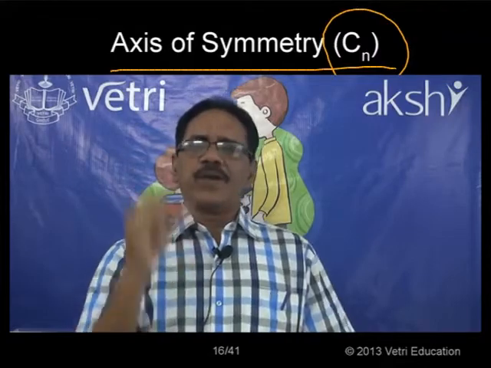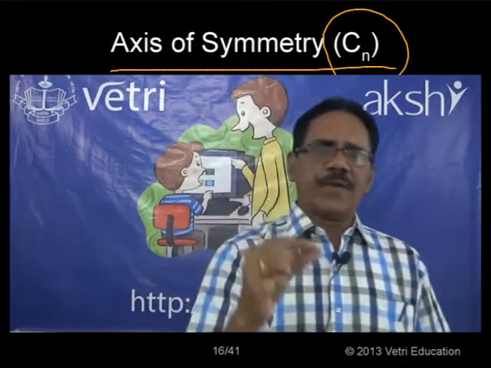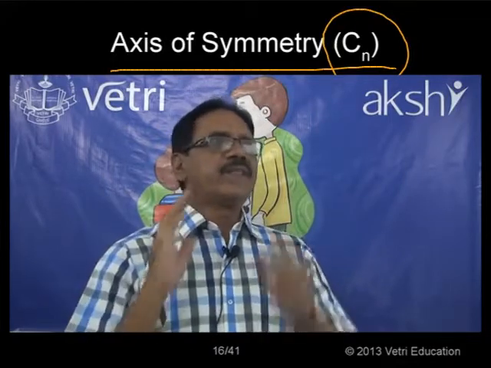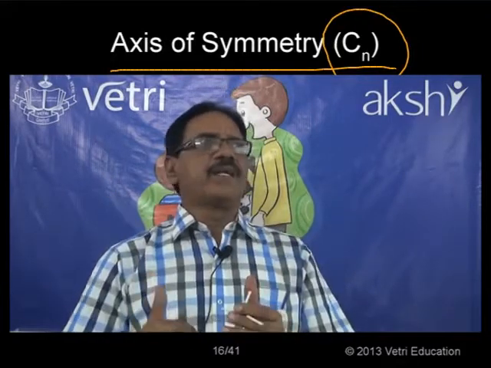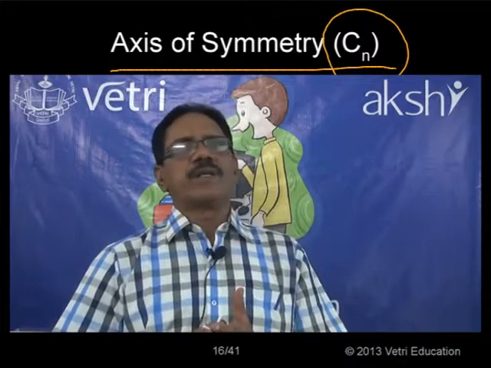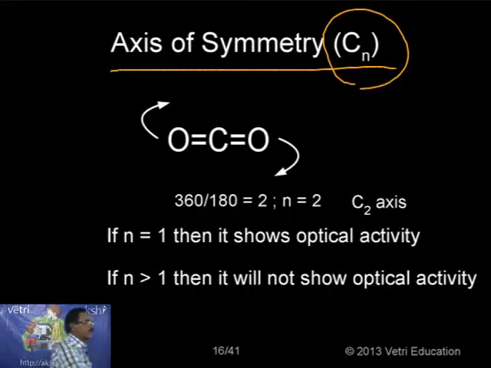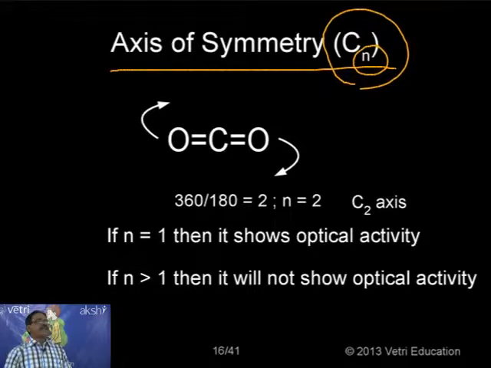And just find out at what angle of rotation this is producing the same configuration. Then divide 360 degrees by the angle at which it is appearing. We will get some value. That value will be given as n. So C indicates axis, n indicates fold, n-fold axis.